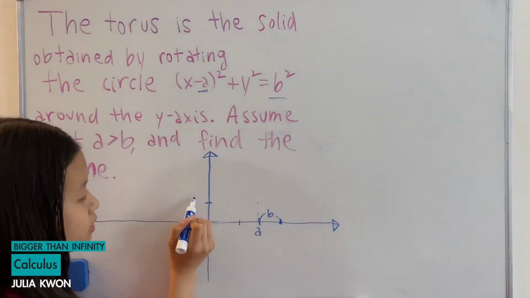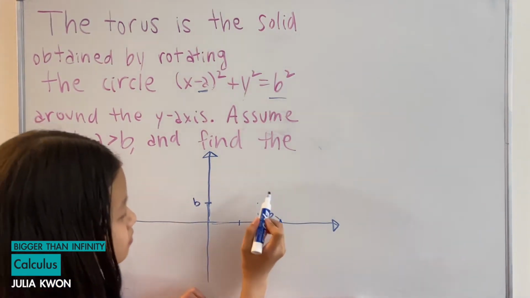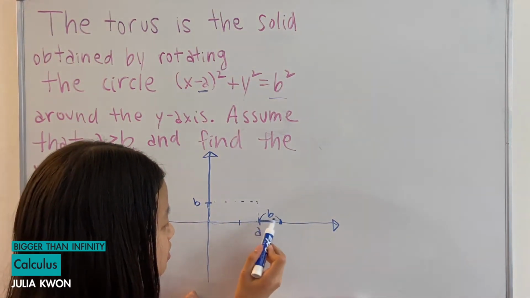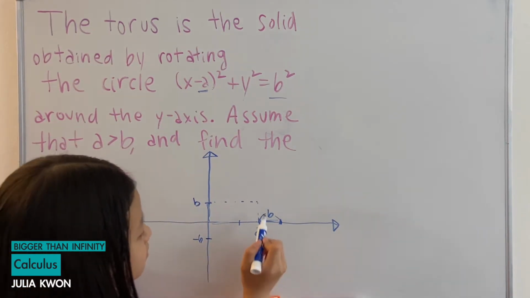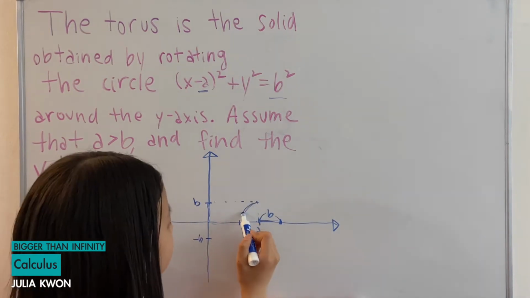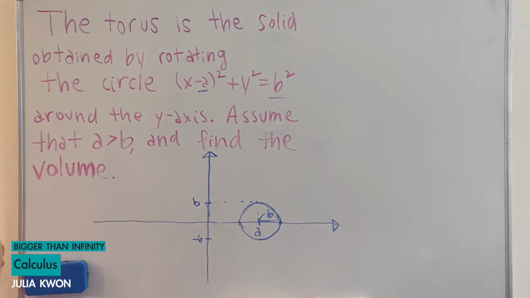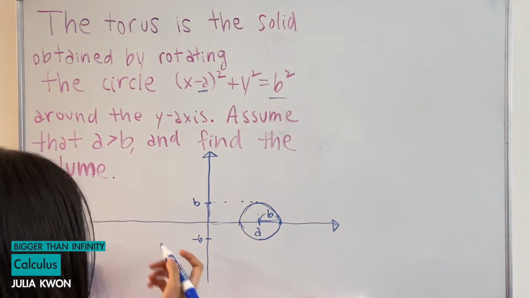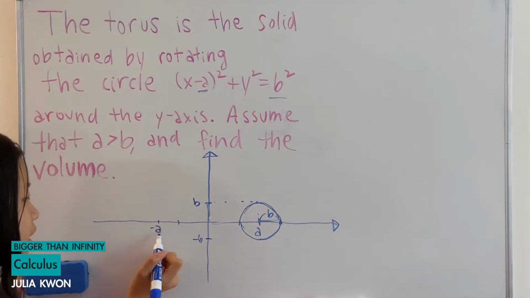And this length from here to here is about b because it has to be the same as the radius. And here is negative b. And if I draw the circle, it'll kind of look like this. And we're going to rotate it around the y-axis. So I'm just going to mirror it and draw the exact same thing. This would be negative a.